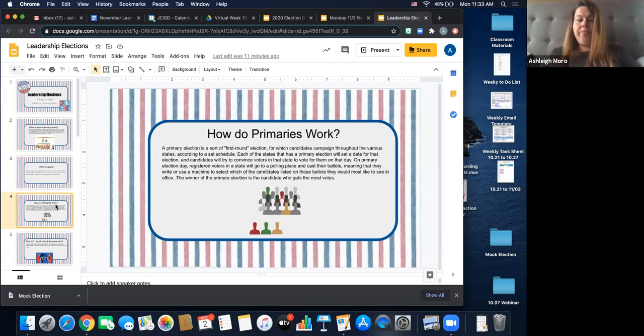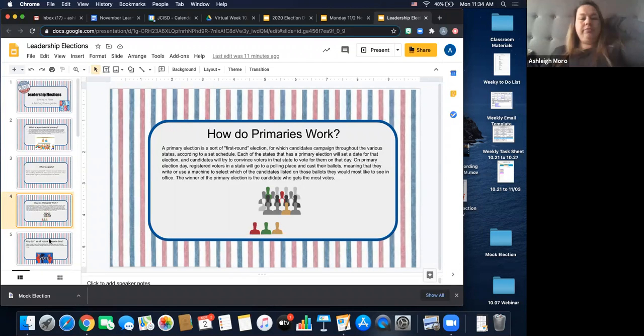So how do primaries work? A primary election is a first round election. They go to various states and visit and do speeches and have parties and talk and talk, and they do lots and lots of commercials. Each state has a primary election on a specific date, and the candidates try to convince people to vote for them. On election day, people go to a polling place and cast their ballots, which means they make a vote. They could use a machine, they could write, or Iowa makes you stand in different sections of the room based on who you want to vote for. Interesting ways to vote.